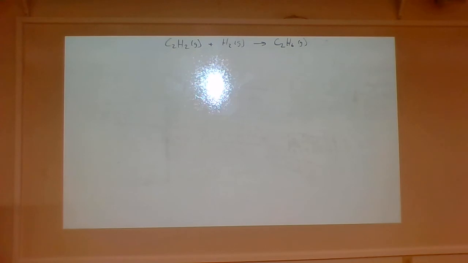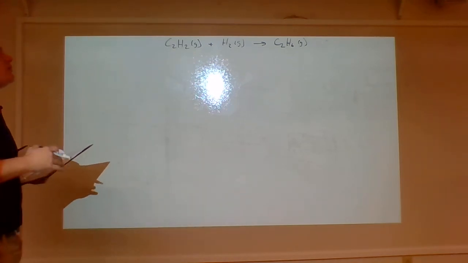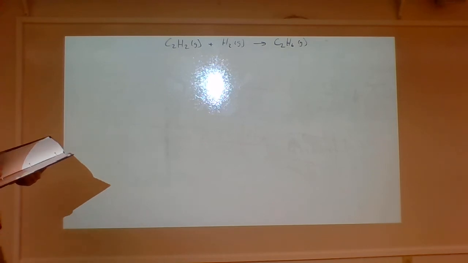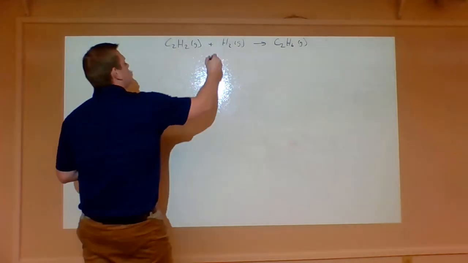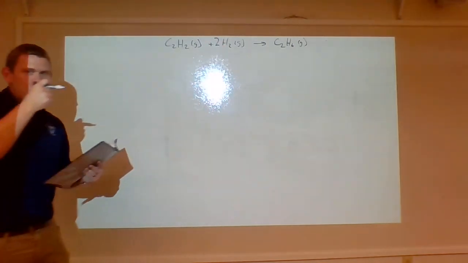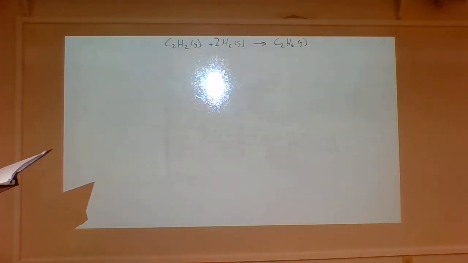So hopefully you can see here that this equation is not balanced. There are only 4 hydrogens on the left, and there are 6 hydrogens on the right. So the way to balance this equation would be to put a 2 coefficient in front of the hydrogen gas.